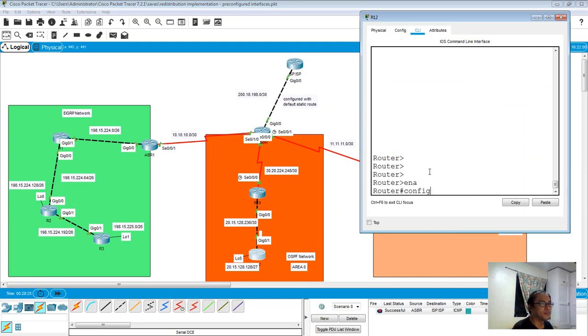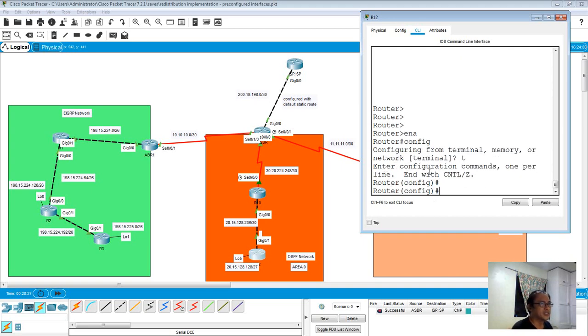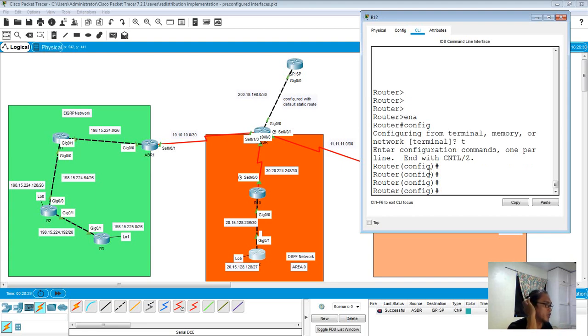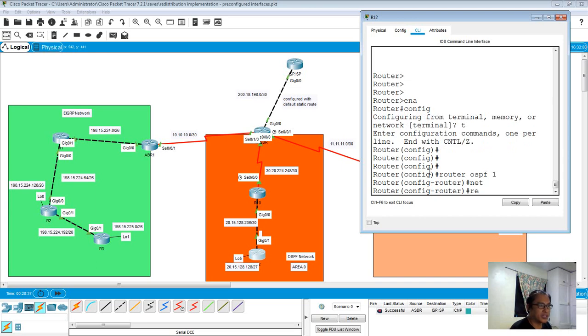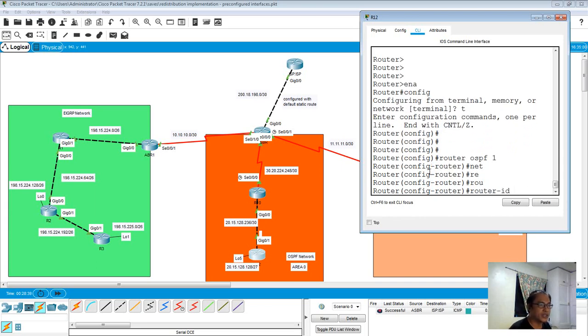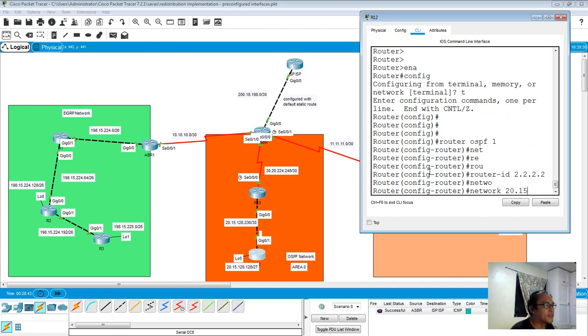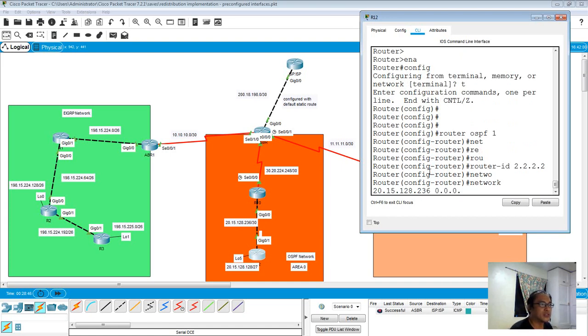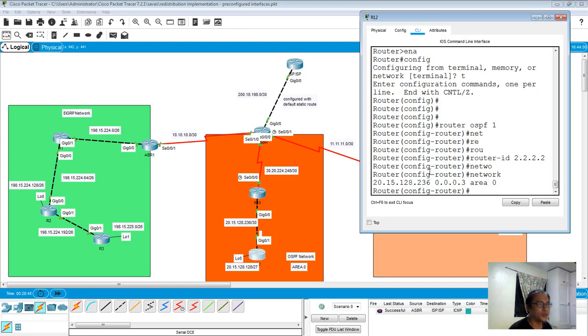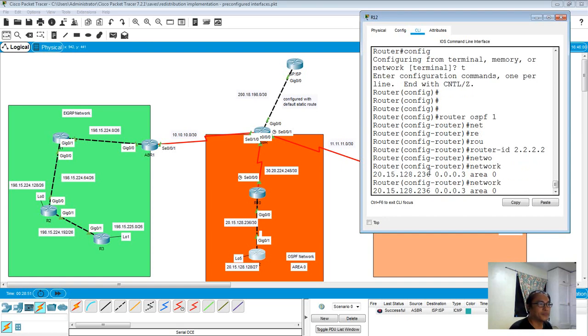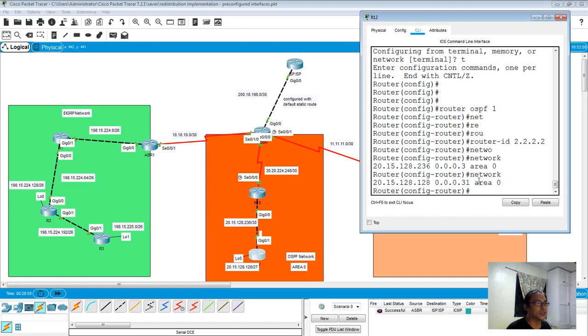Enable, config T. Basically you know this one already because we have finished the protocol configuration, especially the OSPF. So let's just review a little. Basically we will configure here router OSPF 1, router ID of 2.2.2.2, enter, the network of 20.15.128.236 0.0.0.3 area 0, and the network 20.15.128.128 with 0.0.0.31. Okay, so that would be our configuration.